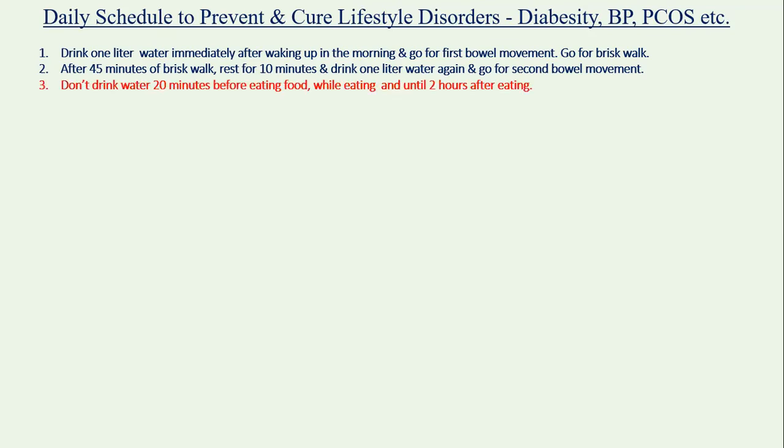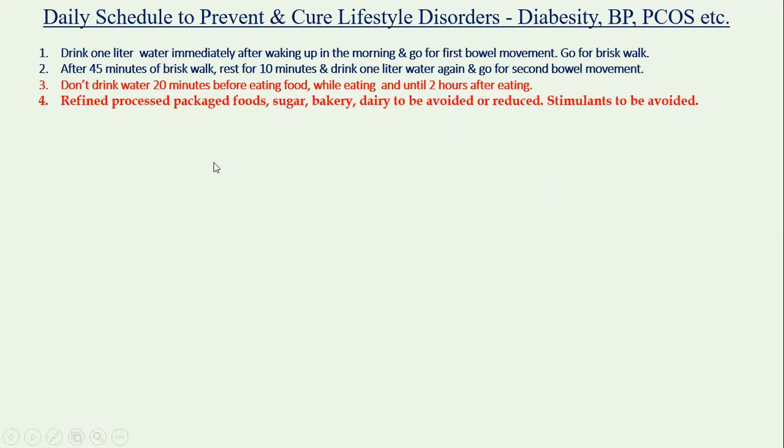So what happens when you drink 2 liters of water in 2 installments, it will do the cleaning part of it. So it will help you a lot in terms of hydration and keeping your internal organs very clean. So the only thing is, remember the process of drinking water. Don't drink water 20 minutes before eating food, while eating food, until 2 hours after eating food.